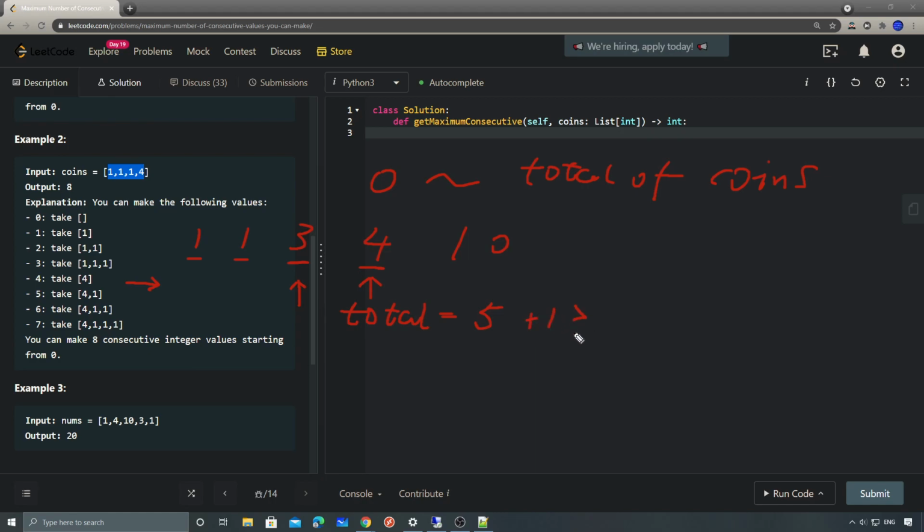5 plus 1 is either equal or greater than this 4, because to be able to use the next number, we need to check if the current total plus 1 is greater or equal than the next number. If it is, then we know we can use this number. So now the total becomes 5 plus 4, which is 9. So from 0 to 9, we can make any x.